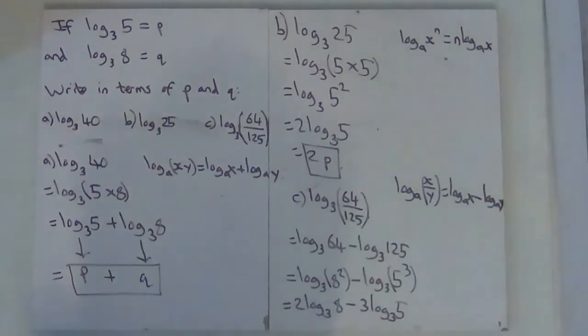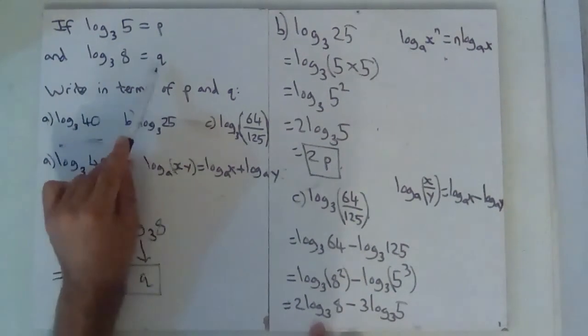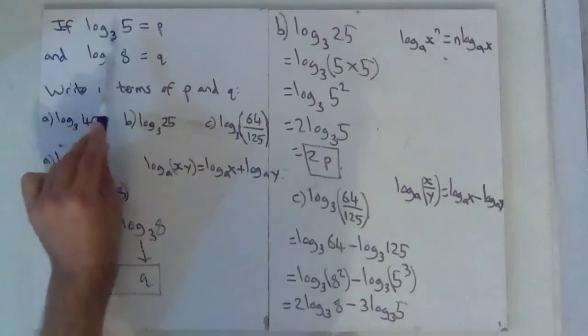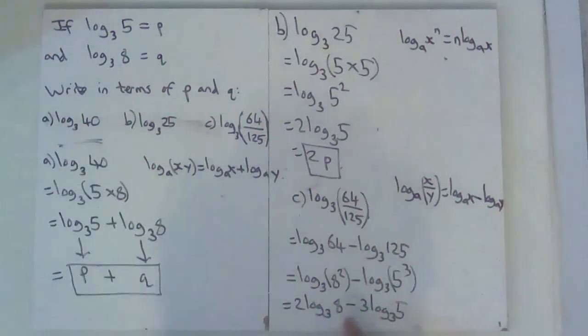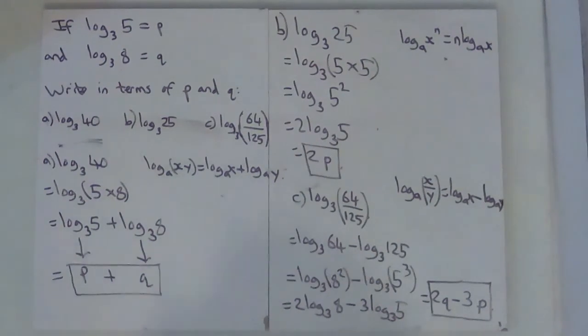Well, log base 3 of 8 was our q, so this is 2q, and log base 3 of 5 was p, so this must be 3p. So this is going to be 2q minus 3p. So it's a bit tricky, but it's good reinforcement of the laws, if nothing else.